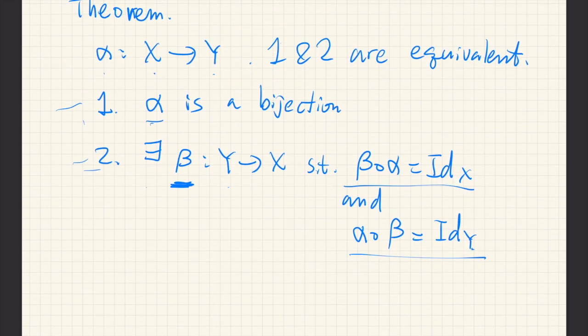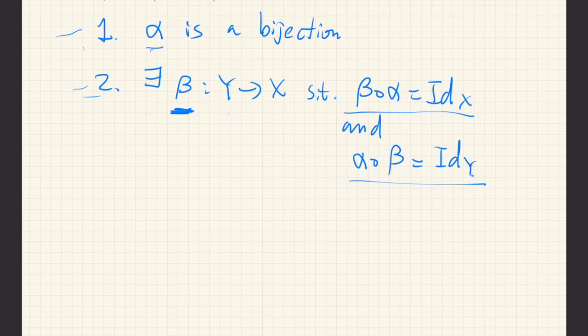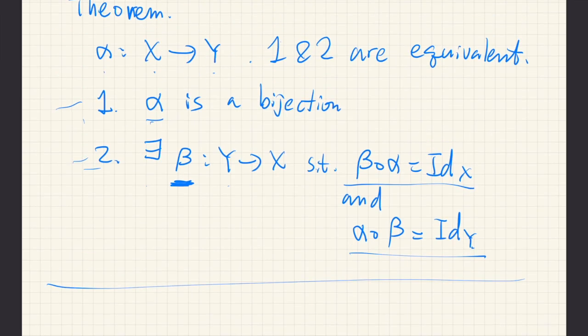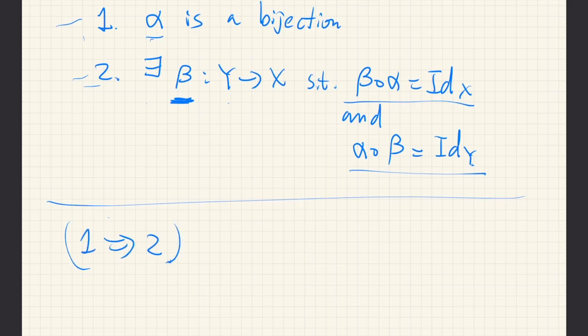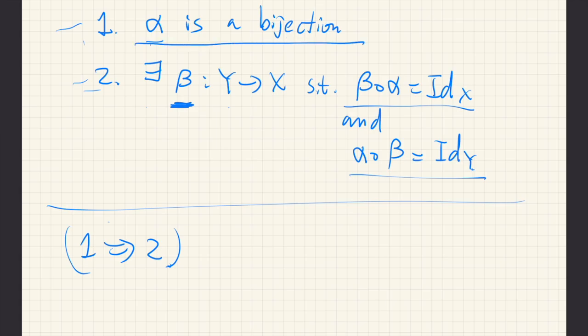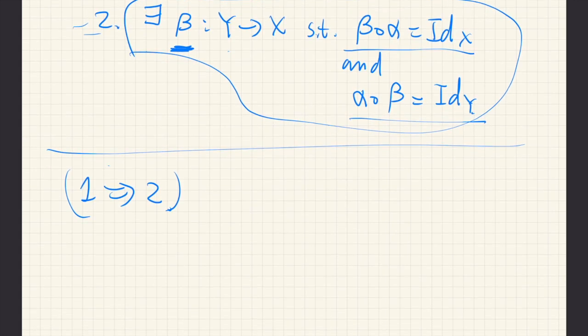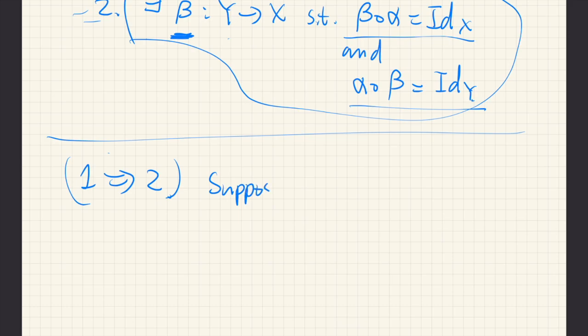Okay, so of course, again, in order to prove something, we have to understand what the statement says. Okay, so first, we are supposed to prove that they are equivalent. Okay, equivalent means 1 implies 2 and 2 implies 1. So we have to prove both directions. Okay, so let's first try this direction. Okay, that means we assume alpha is a bijection, then prove the proposition 2. Okay, so suppose alpha is a bijection.